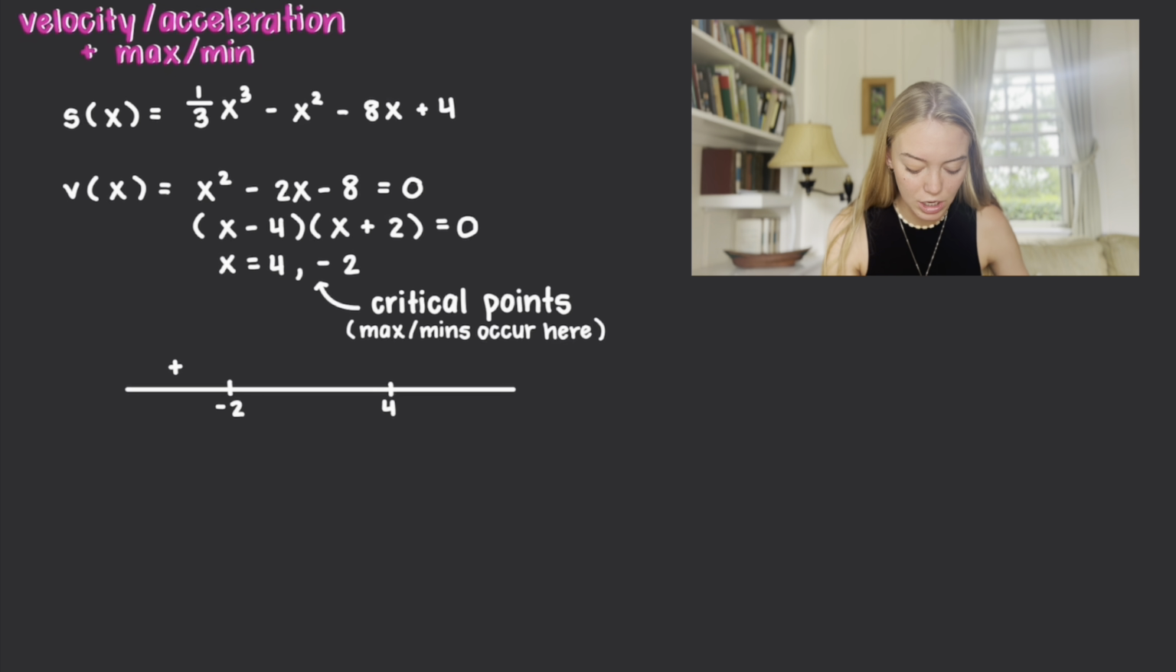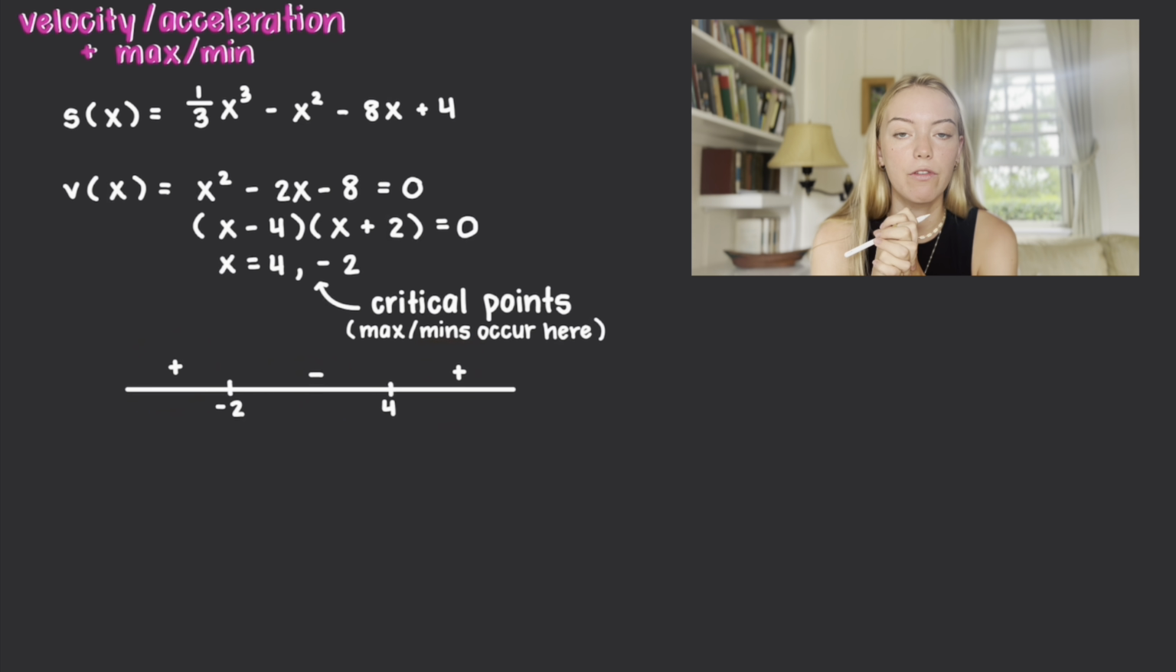Okay, what does this tell you? These here tell you whether the function is increasing or decreasing. Another word for that is moving forward or moving backwards. So positive is moving forwards or increasing. So this function, s of x, is moving forward from negative infinity to negative 2 and from 4 to infinity. And it's moving backwards from negative 2 to 4.